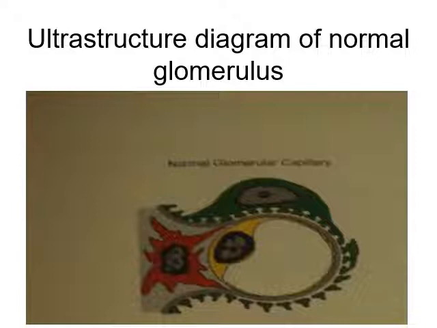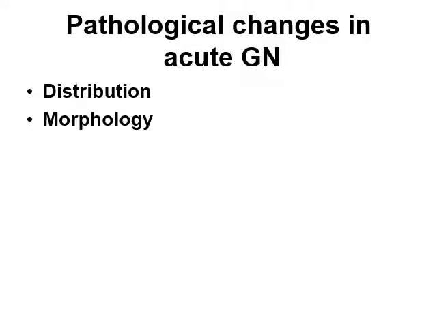So this is the structure of the normal glomerulus. We have to know two items for each pathological change. We'll concentrate on two items. Don't be perplexed with details and forget the main topics. First, we have to concentrate on the distribution of the pathology and what is the morphology of the pathology.